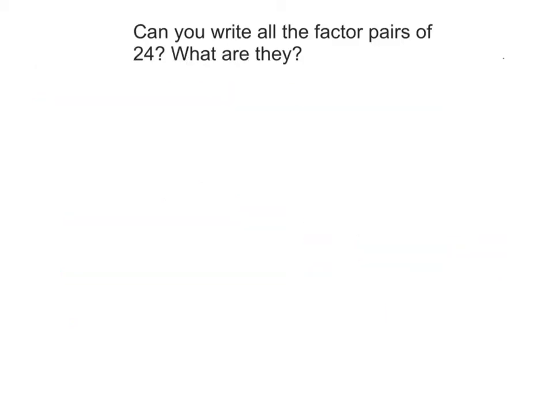Now I've got a challenge for you. What I want you to do is write all the factor pairs of 24. Now remember, and I'll do this one for you, that 1 and 24 are factor pairs. Okay, so see if you can find some other pairs that equal 24. Pause this video and write them down on a piece of paper.